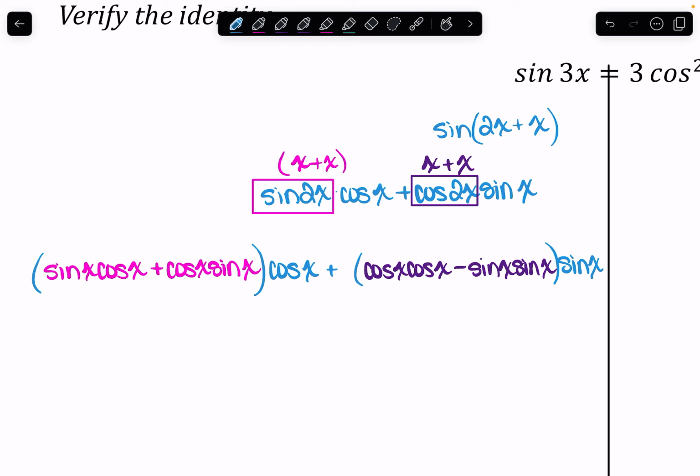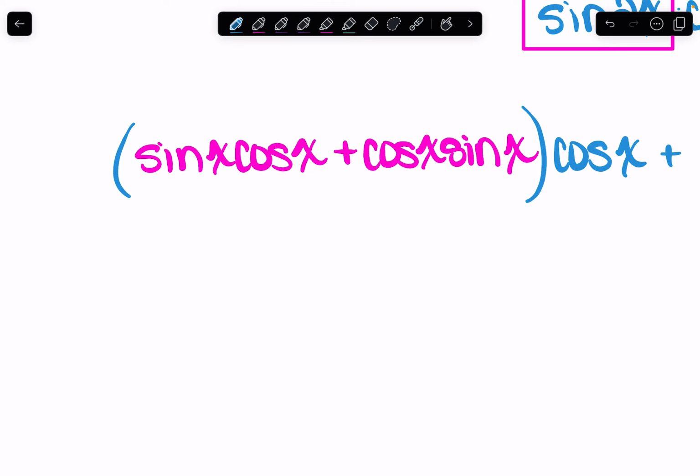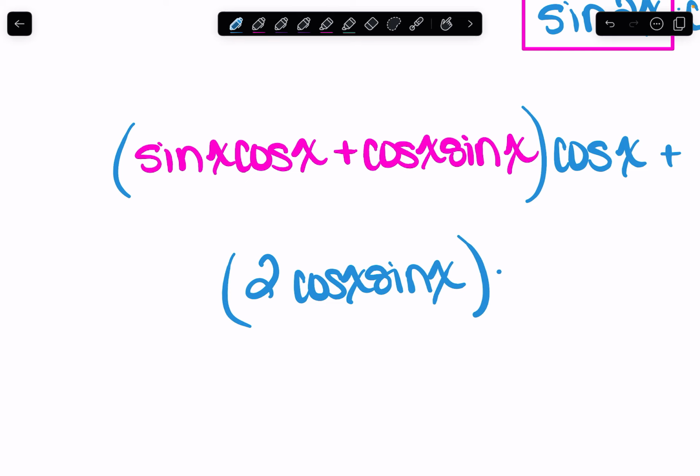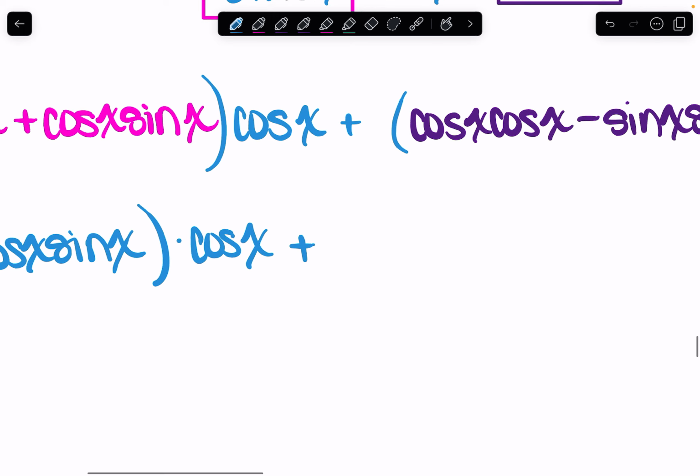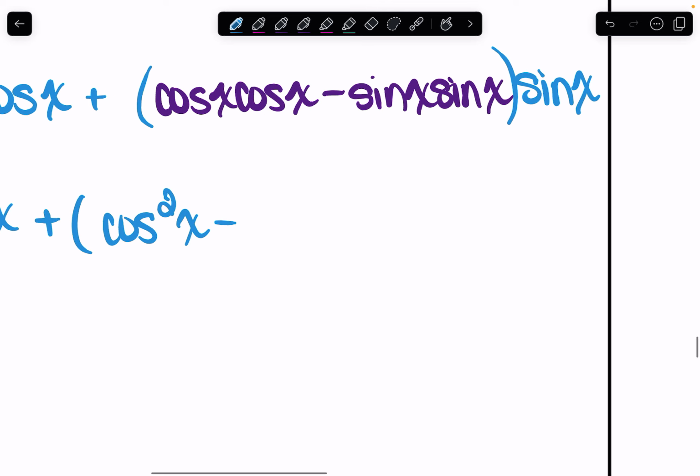Before I even try to deal with what's attached to those parentheses, I want to focus on the inside because I can rewrite it a little bit better. That is sine x cosine x plus cosine x sine x. A times b, b times a, it doesn't matter. Those are like terms. That is 2 cosine x sine x. And then the cosine is still out here. We haven't done anything with it yet. And then plus, if I look at the inside, cosine times cosine, that's cosine squared. And then sine times sine, that's sine squared.